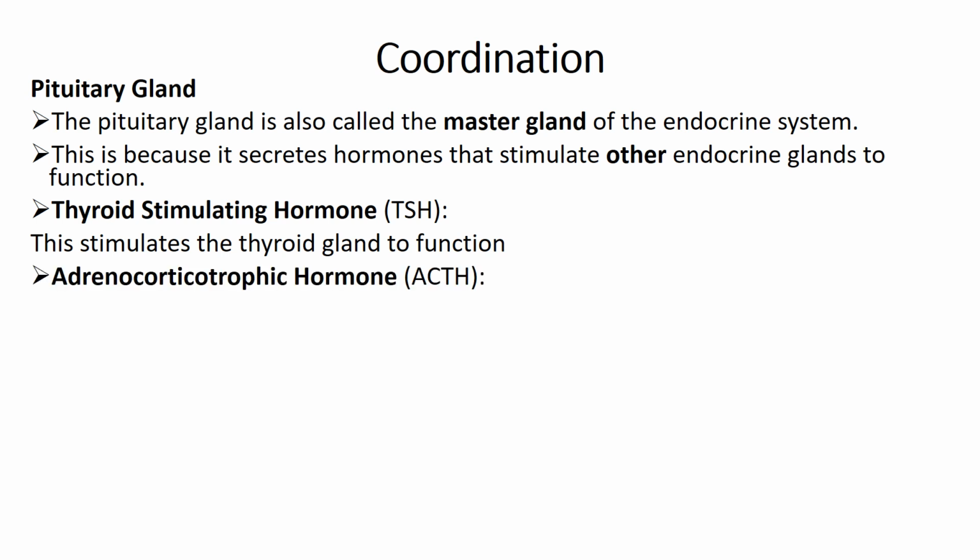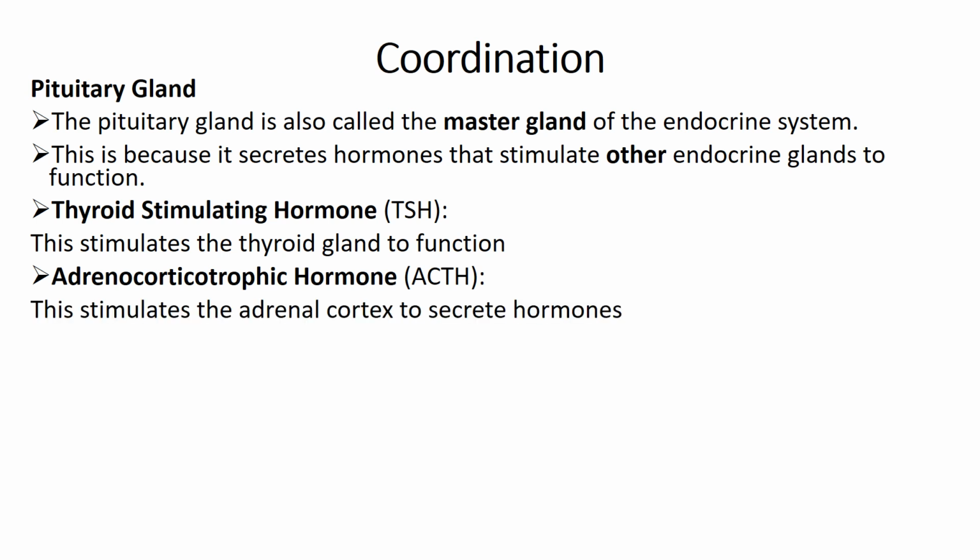Okay. The second one is called adrenocorticotropic hormone, or ACTH. So ACTH stimulates the adrenal cortex to secrete hormones. The adrenal cortex, we're talking about the adrenal glands, those ones which are above the kidneys. So for the adrenal glands to function, they need this ACTH.